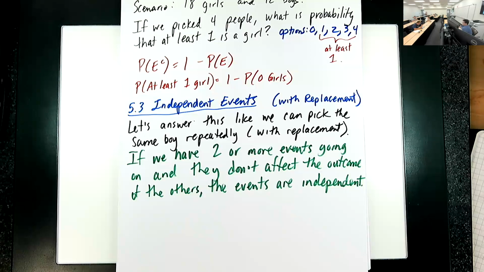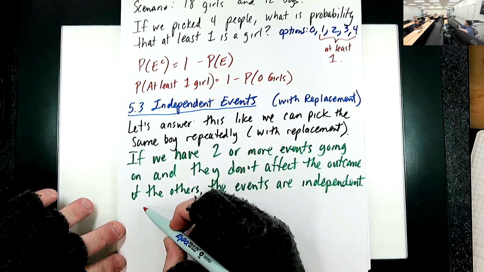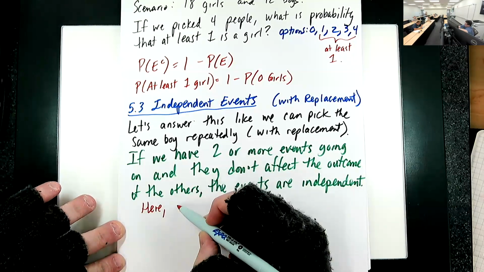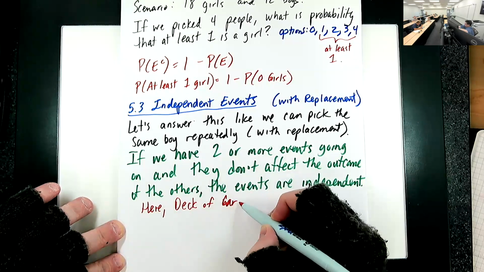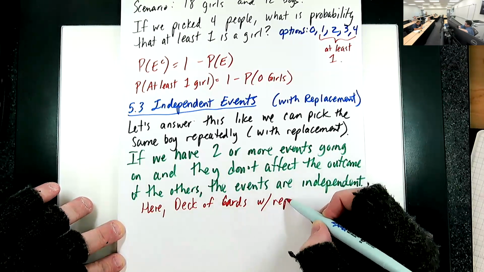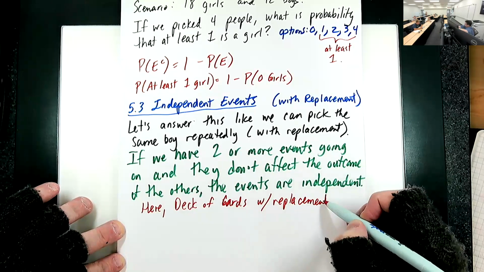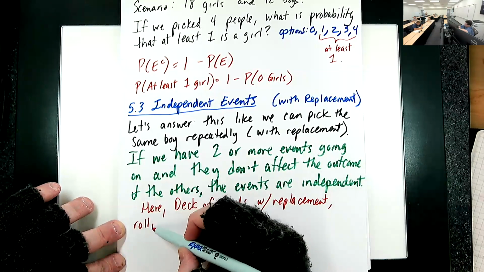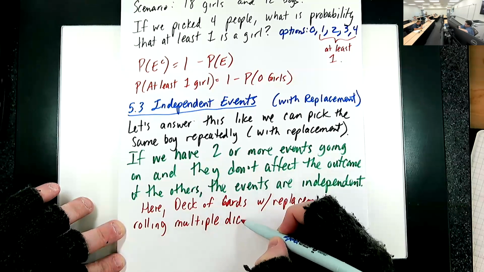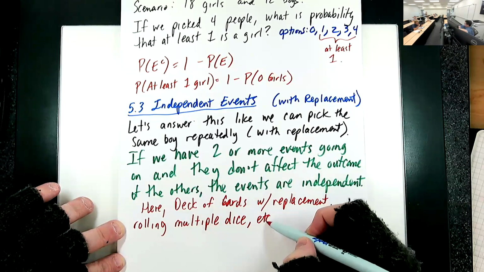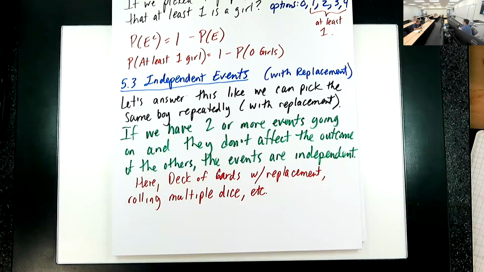Other scenarios that have this, I'll put that down, like here. Deck of cards with replacement. Rolling multiple dice. Things like that. Even throwing, effectively, if you throw 2 dice at once, they can hit each other while they're bouncing, but it doesn't change the probability at the end.